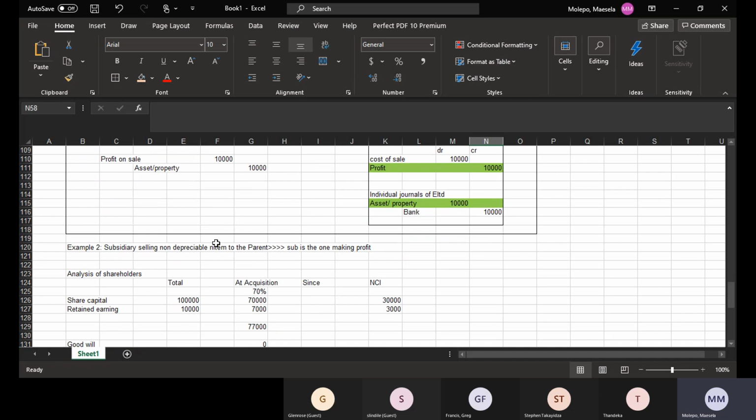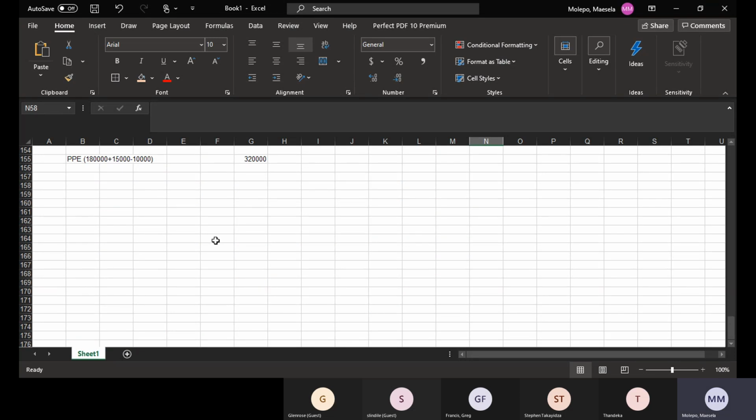Now, the last portion of this learning unit, number 7, will be a situation where we are selling depreciable items. This one has its own way of being treated. So 1, the unrealized profit will be eliminated.